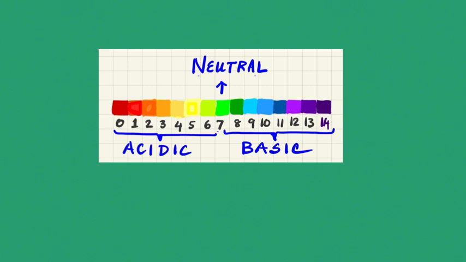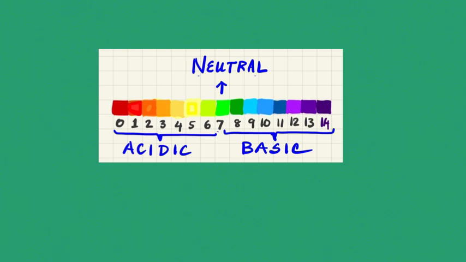Our bodies need to maintain a very precise pH balance for all our organ systems to function properly. So here is a pH scale. It's from 0 to 14. 0 to 6.9 would be considered acidic, 7 is neutral, 7.1 to 14 is basic.